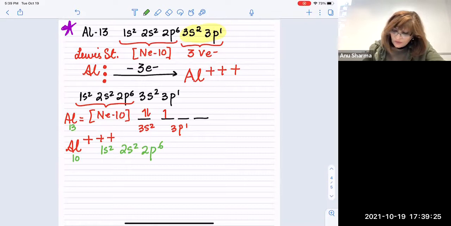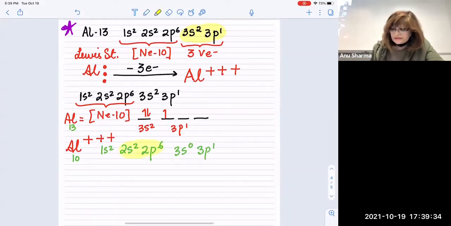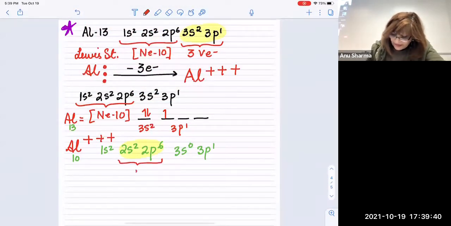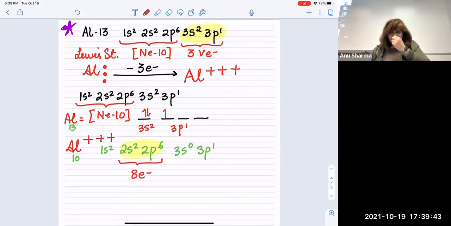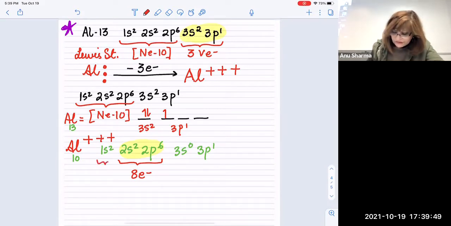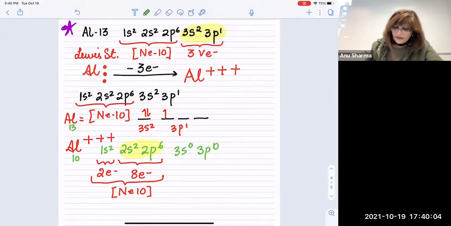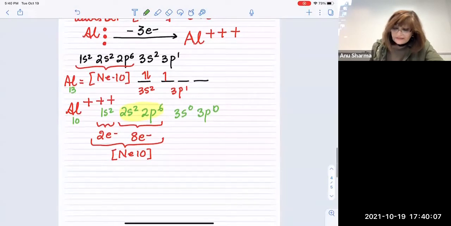With that said, you also see that 3s2 becomes 0 and 3p1 becomes 0. So we see 2s2 and 2p6 here, which is 8 electrons. So it has the noble gas configuration with 8 electrons. So this is 2 electrons here, 8 electrons here. When they combine, it looks like neon. That is the ideal state. Sorry, this should be 3p0. That's the story with aluminum.